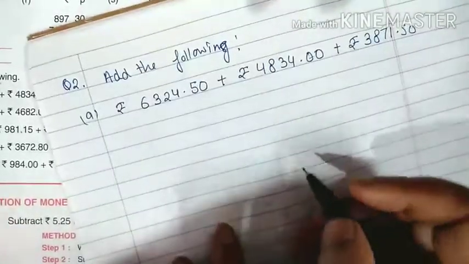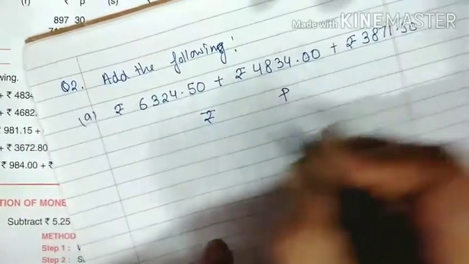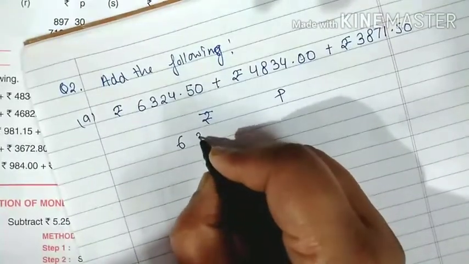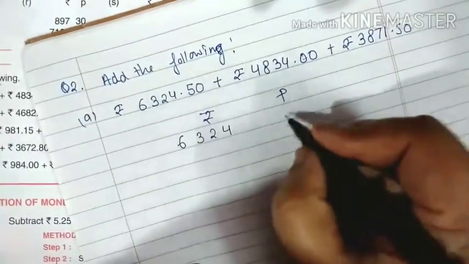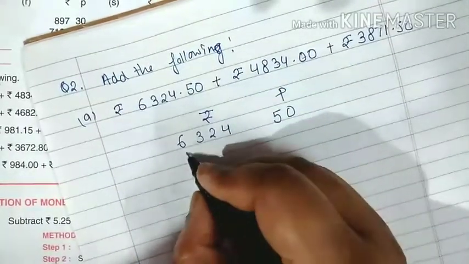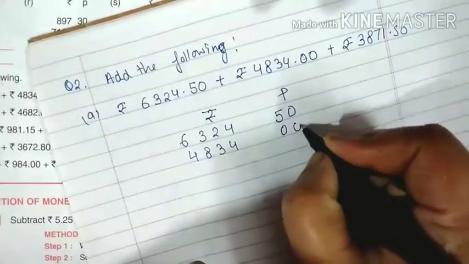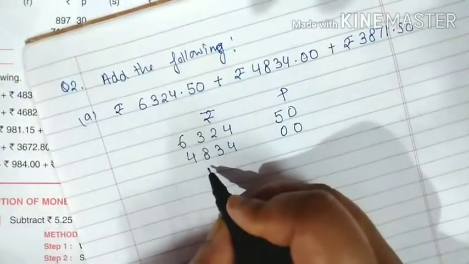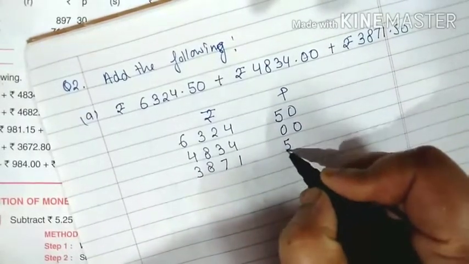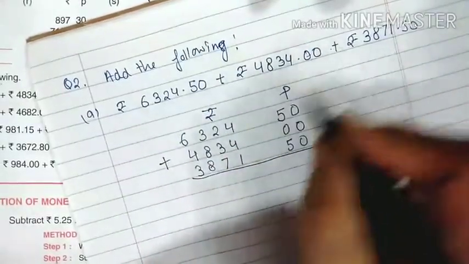I told you one thing, make 2 columns, one for rupees and one for paisa. Now start with the first line. First line is 6324.50, that means 50 paisa. Now second line, 4834, paisa is how much? 00. Third, 3871, paisa is 50. Now what we have to do? Add. Sign of add is this.